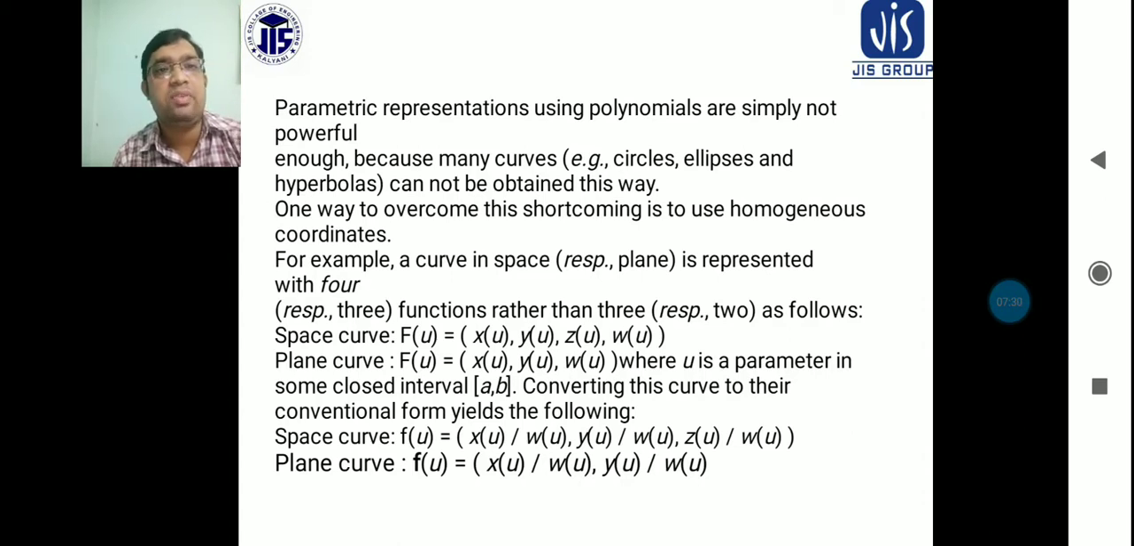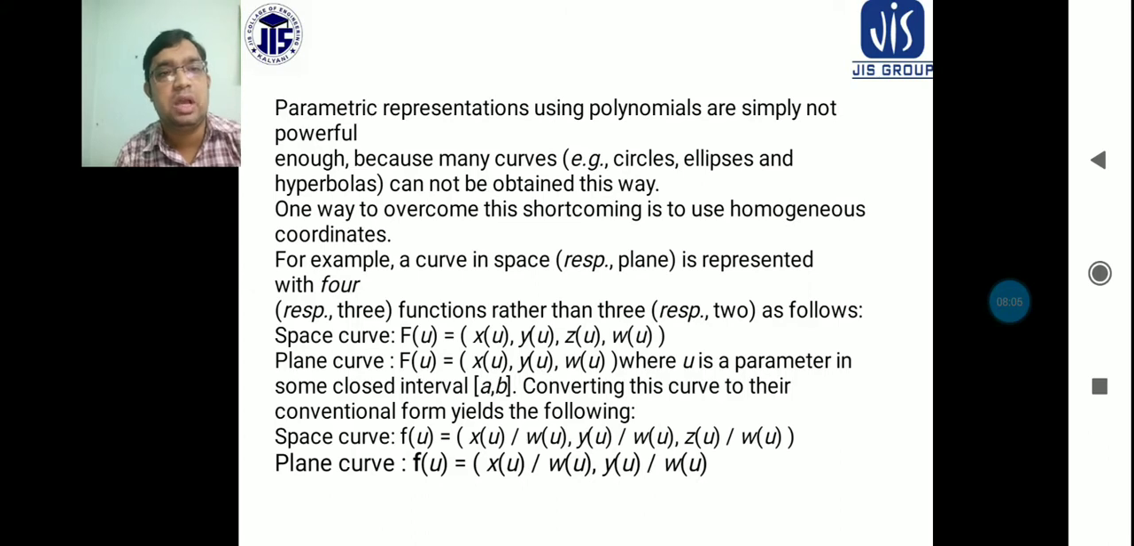For example, a curve in space, like rays and planes, is represented with four coordinates, that is, in R3 rather than R2, as follows. The space curve is A(u) equals (X(u), Y(u), Z(u), W(u)). That means a curve drawn in space is considered a space curve.